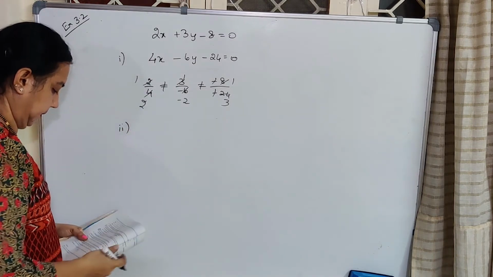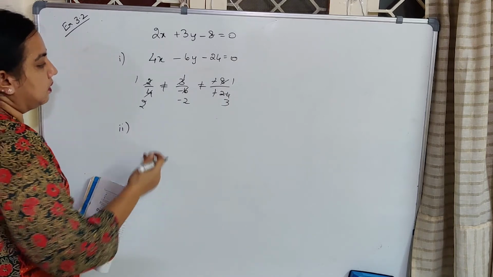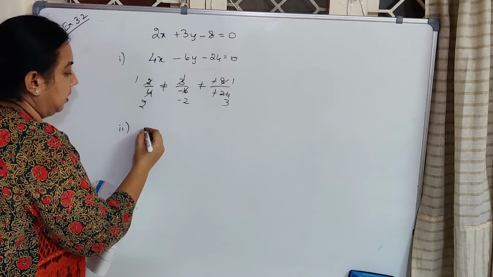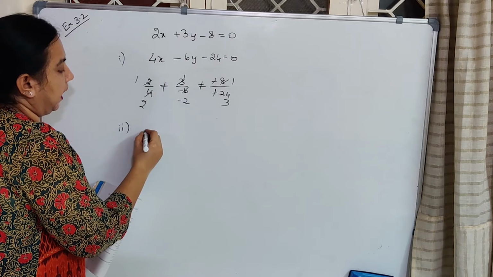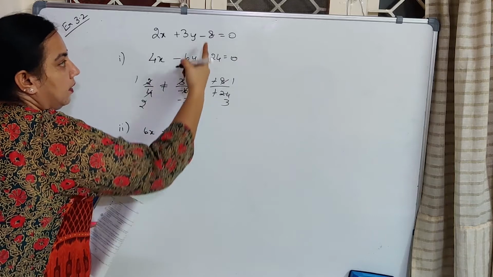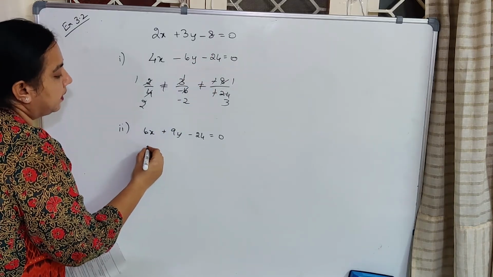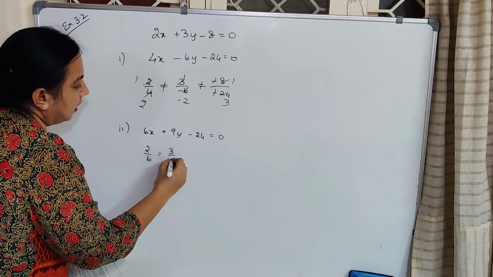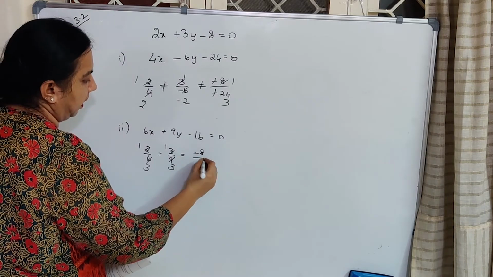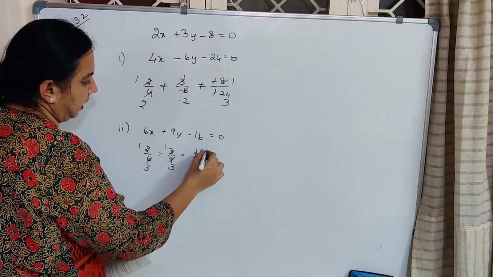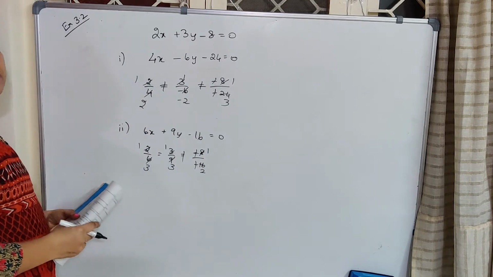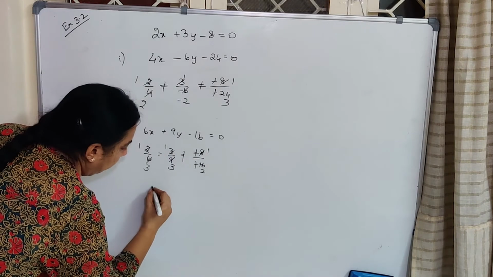Then the second sum, they want to have parallel lines. So what should I do? Both should be similar, right? I have used 2 here, so I will write 3 times now. So 6x plus 9y, and 3 times 8. When I write it down, 2 by 6 is equal to 3 by 9, and then I get minus 8 by minus 16, so minus minus gets cancelled, 1 by 2. So you see, this part is not equal. When this is not equal, both the lines are parallel lines.